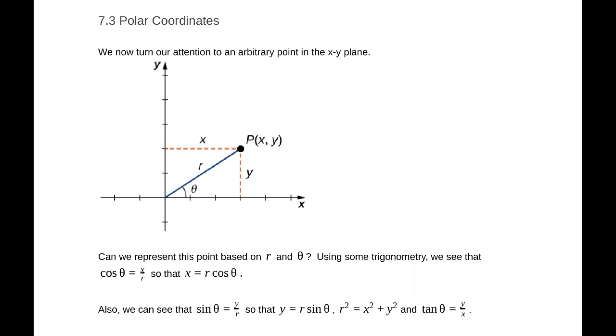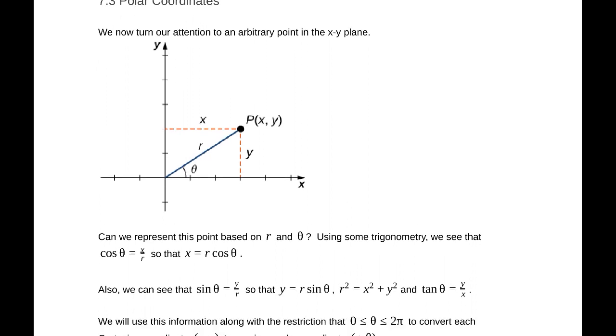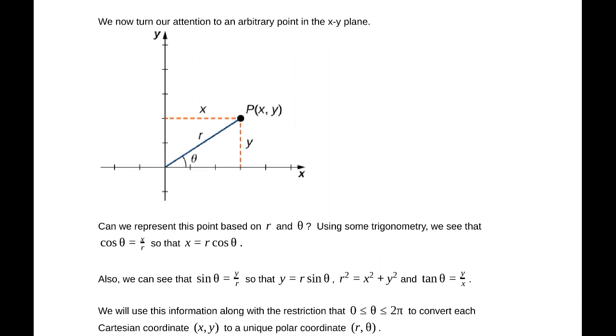Well, using some trigonometry, we can say the cosine of theta equals the adjacent over the hypotenuse, that is x over r, so that x equals r cosine theta. Similarly, we can show that y equals r sine theta, and using our trigonometric identity we can show that r squared equals x squared plus y squared. That's actually the Pythagorean identity. And the tangent of theta is going to be y divided by x, by taking the ratio of those two things.